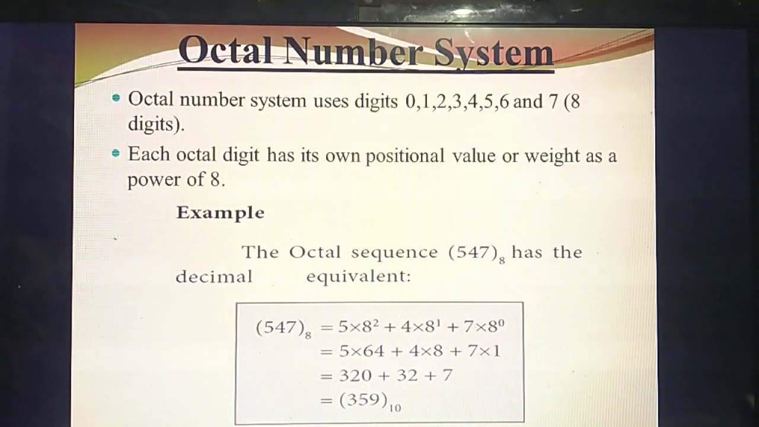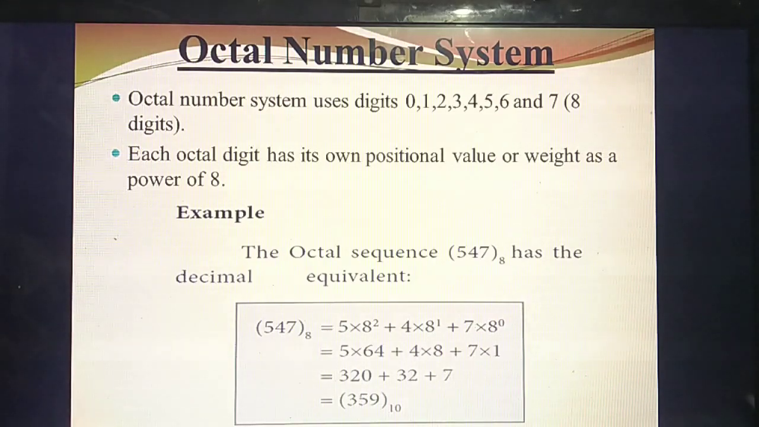Understand? So, what's the octal number system? The octal number system will have how many digits? 8 digits. That means the base value is 8. The values will come between 0 to 7. Each digit will have a positional value. You are going to multiply each digit with the powers of 8. Understand?